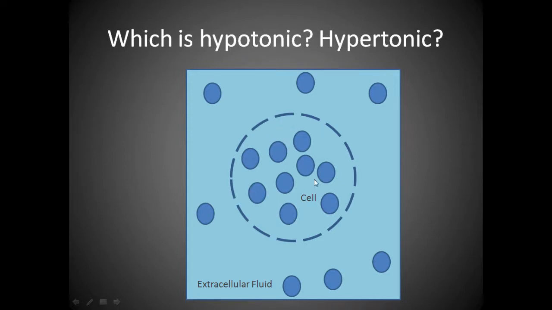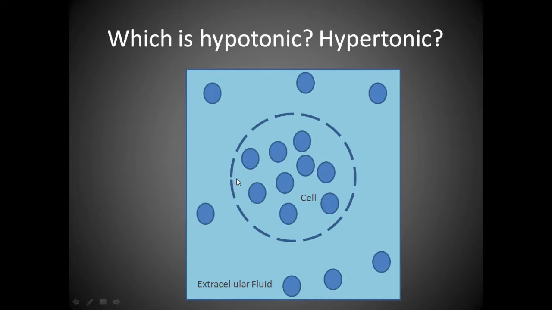Alright, so here's our cell, or our intracellular fluid within the cell. Here's our selectively permeable membrane. This stuff here, these dark blue circles, that is the solute. That's the stuff, and it can't fit. The rest of this area, this light blue, are all water molecules.